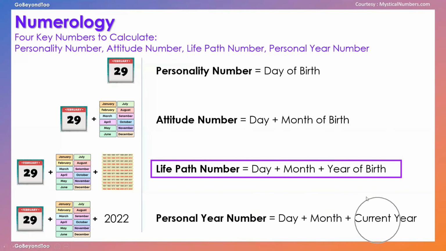So over here, if someone was born on the 29th of February, we add 2 plus 9. Then for the attitude number, we add 2 plus 9 plus the numerical value of that month. And then the life path number is the day of birth, month of birth, and the year of birth. And for the personal year number, we just add the current year.